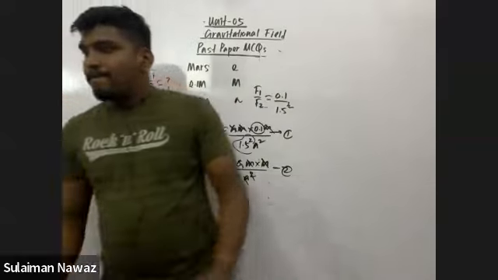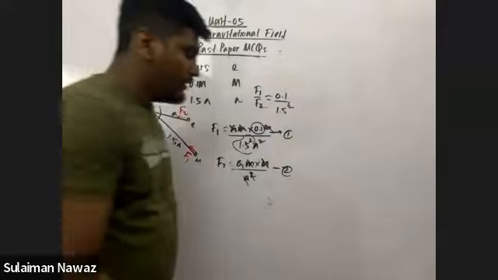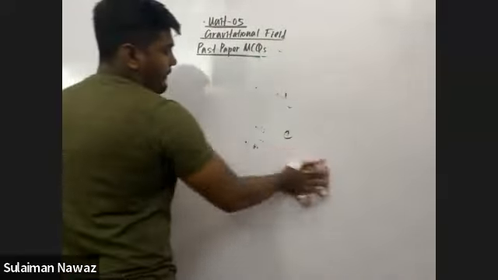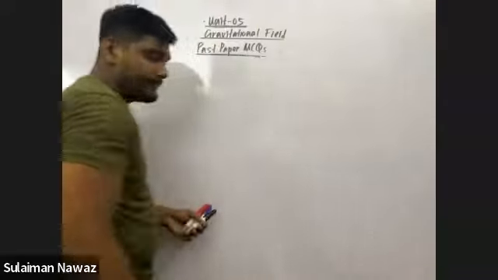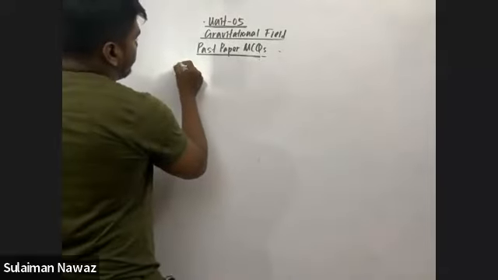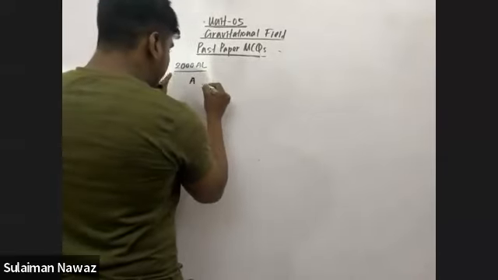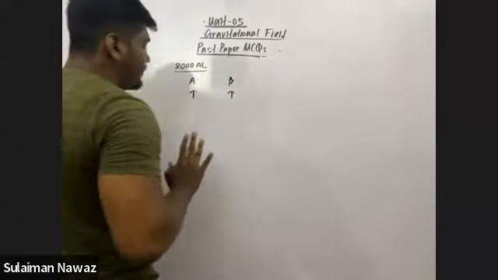Okay. Then they are asking, 2011. Right. Now, geostationary satellite capital A, geostationary satellite capital B, both of them have the same time period, capital T. Okay.